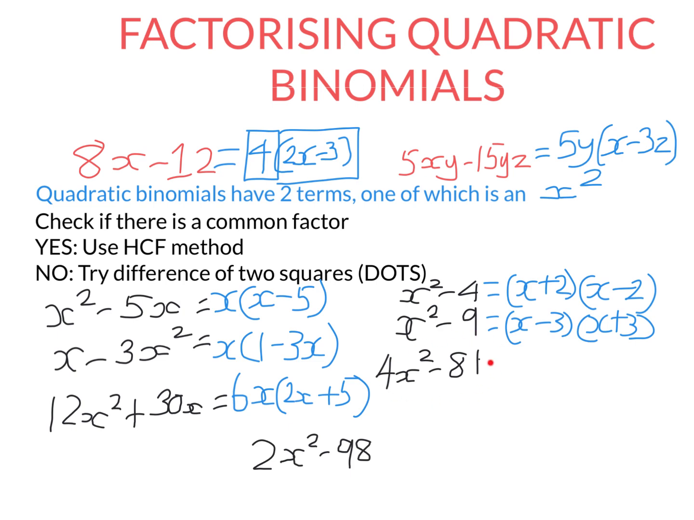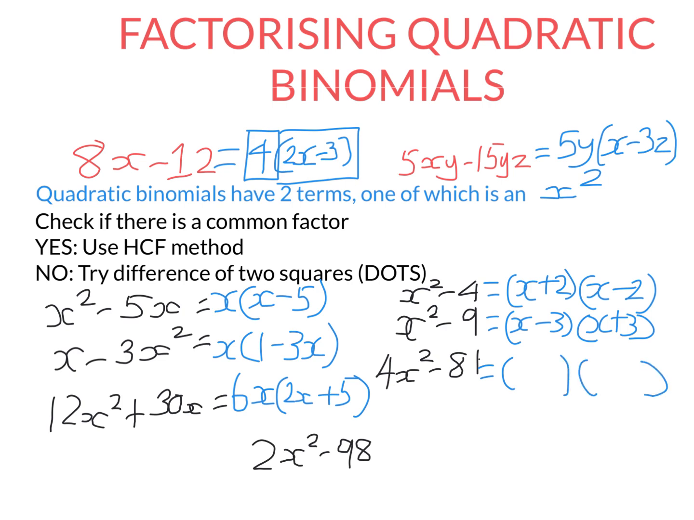All right, so what about this one here? It looks a little different, but we're going to do it the same way. See, 4x squared and 81 have no common factors. The only factors of 4 are 1, 2, and 4. The only factors of 81, they're 1, 3, 9, 27, 81. The only common factor of 4 and 81 is 1, which doesn't help us. X is not common because this term does not have an x. So we have two terms, one of which is an x squared.